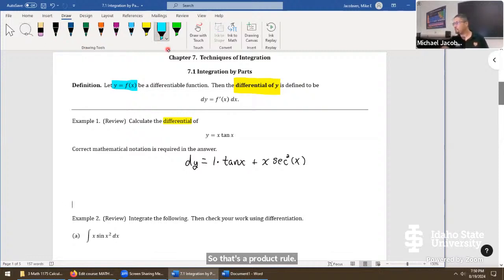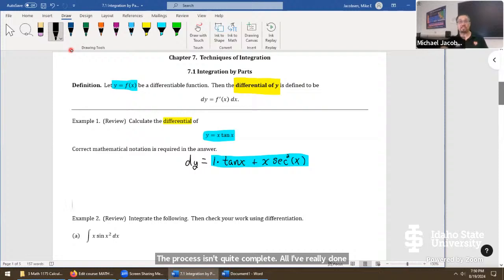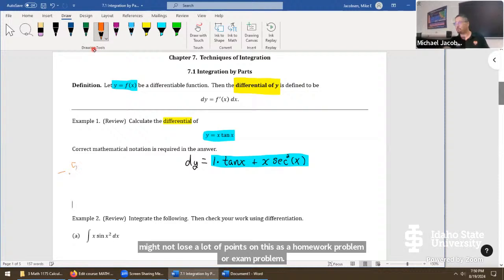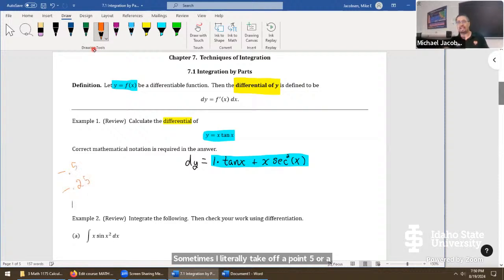The process isn't quite complete. All I've really done is differentiate this part right here. Here's where a mistake can easily creep in. It's one of those really subtle mistakes. You might not lose a lot of points on this as a homework problem or exam problem. Sometimes I literally take off a 0.5 or a 0.25 just to indicate, hey, there's something small that we ought to look out for.